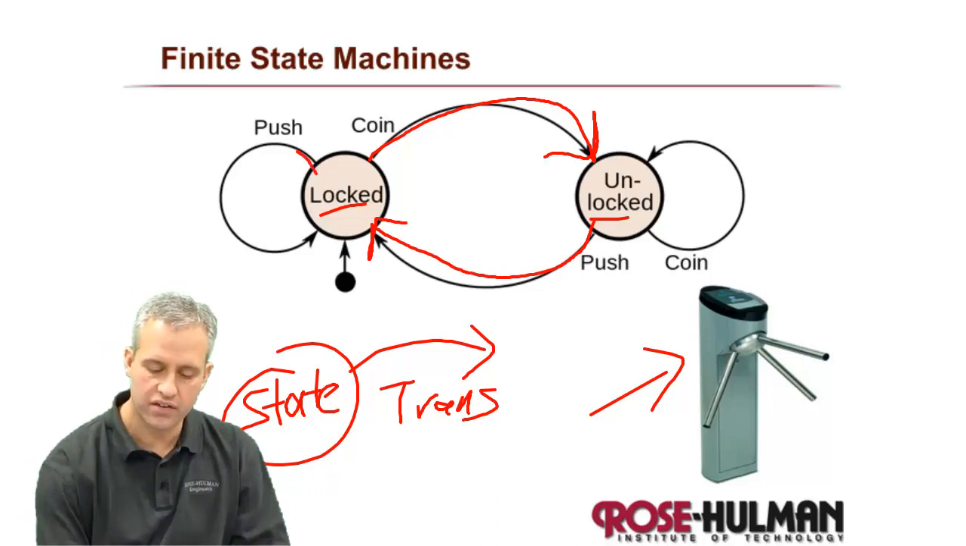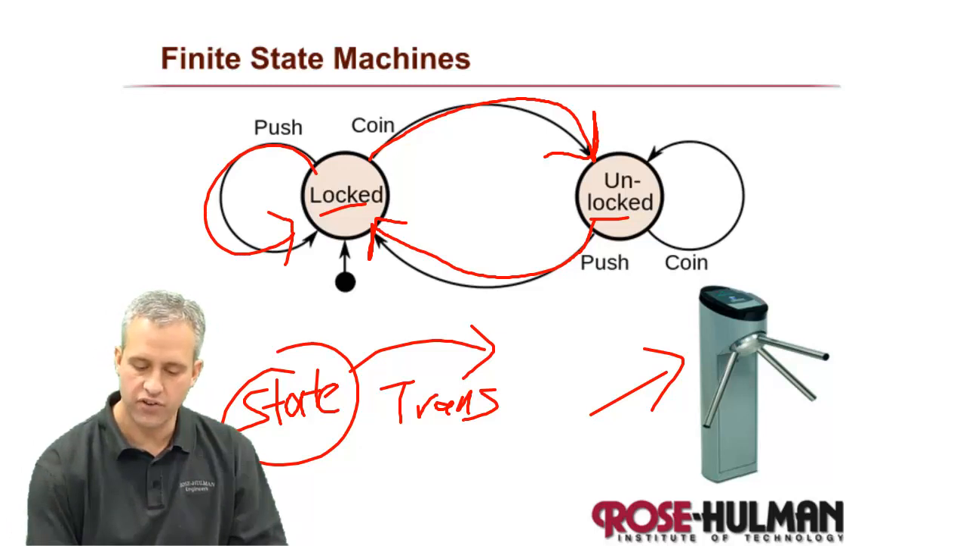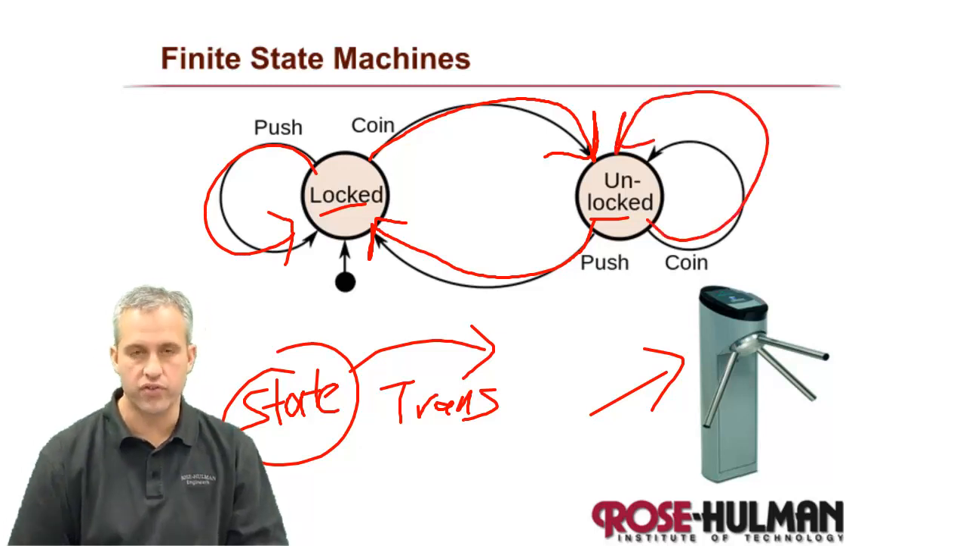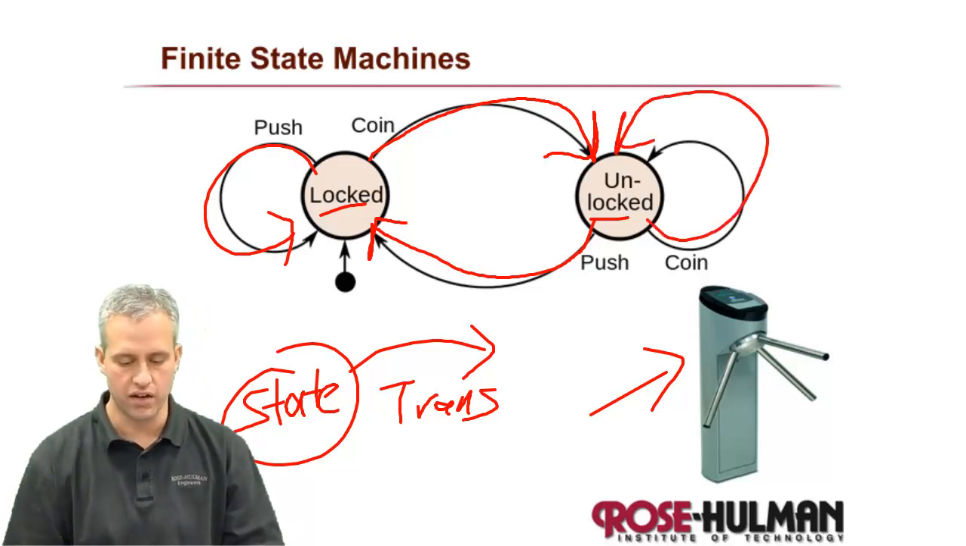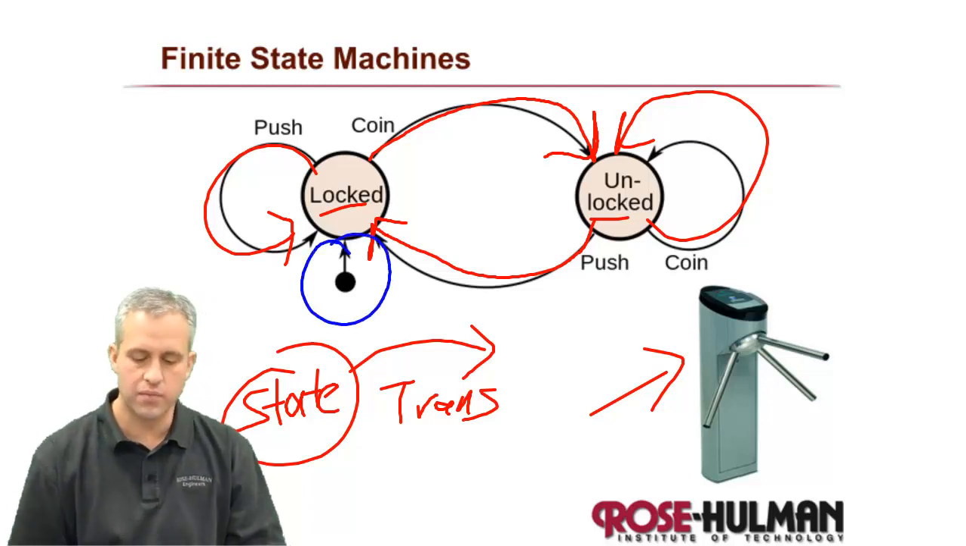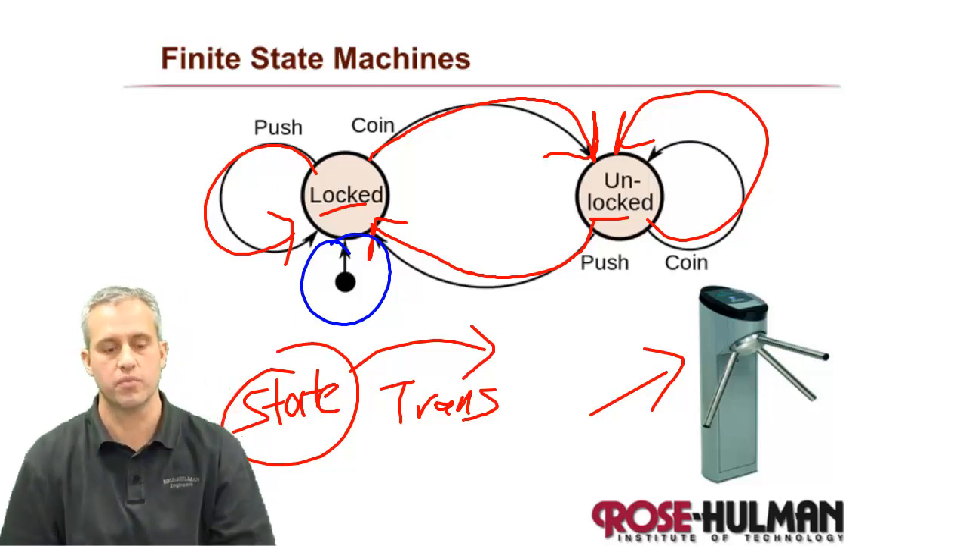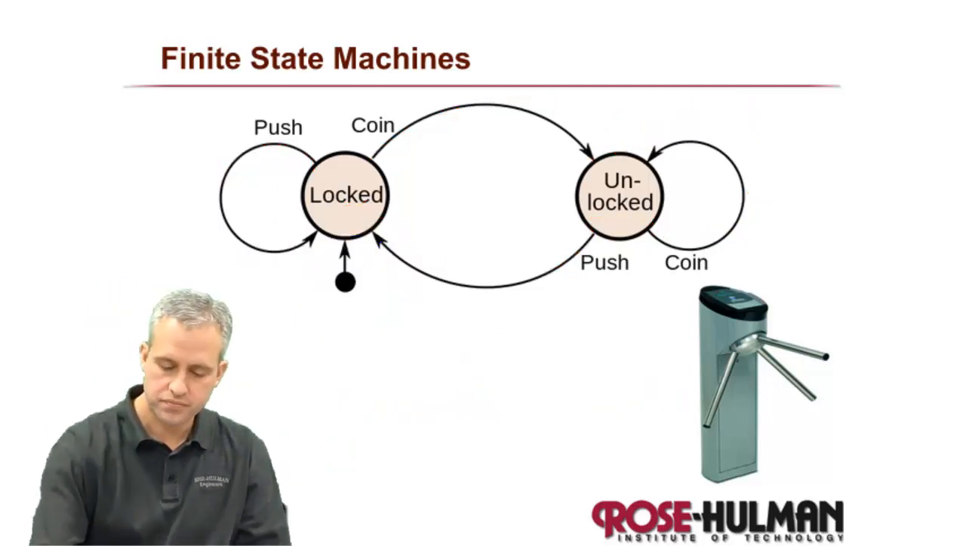If you're sitting in the locked state and somebody tries to push on you, it will just stay locked. And if you're unlocked and people put in extra coins for no apparent reason, you just stay unlocked. Then the last thing is each finite state machine needs to know a place to start. This little line here is the reset. So when the system turns on, you go here.